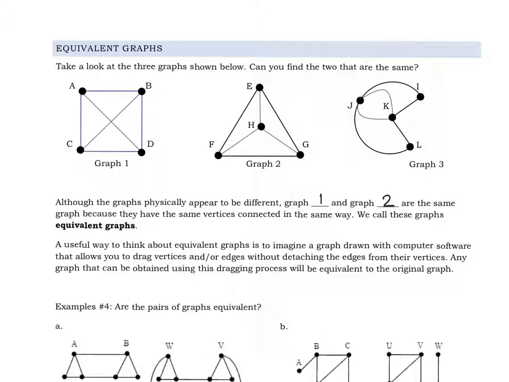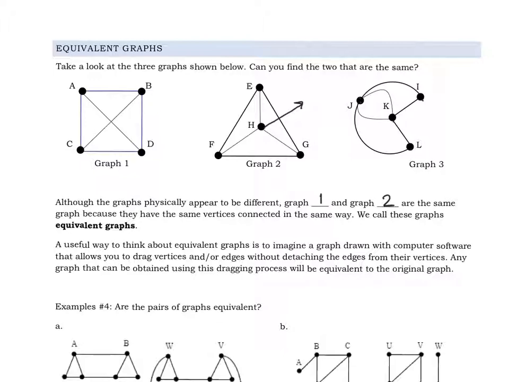Where I start when I look for equivalent graphs is I look at the degree of each vertex. First of all, are there the same number of vertices on all these graphs? Then I look at the degree, and we can stop right here because you'll notice L has a degree of 2, J has a degree of 4, so does K, I has a degree of 2. In graph 1 and 2, all of those vertices have a degree 3. There's 4 vertices. And if I pulled vertex H up to here, it would look very much like graph ABCD did.